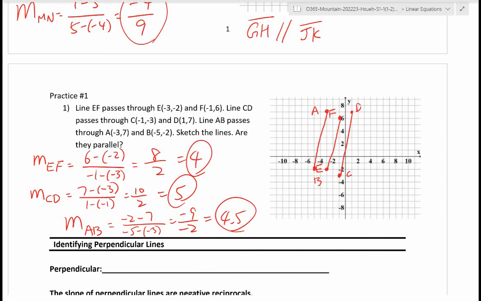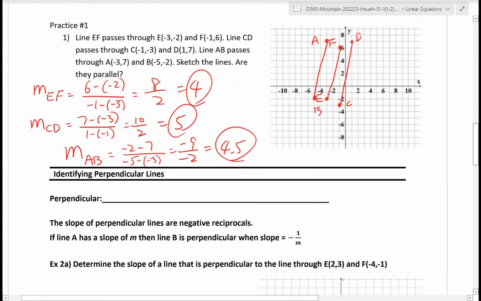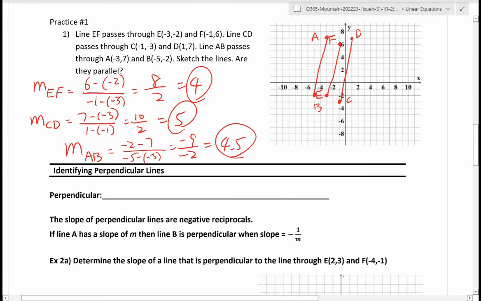Okay, that's interesting. To be honest, I don't remember anymore, when I made the worksheet. Anyways, so none of them are parallel because none of the slopes are the same. Okay, so that's parallel lines.